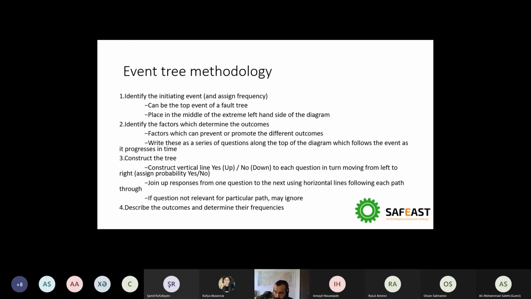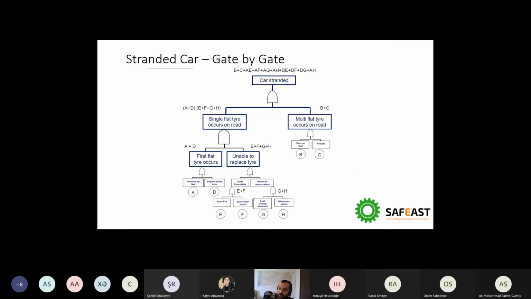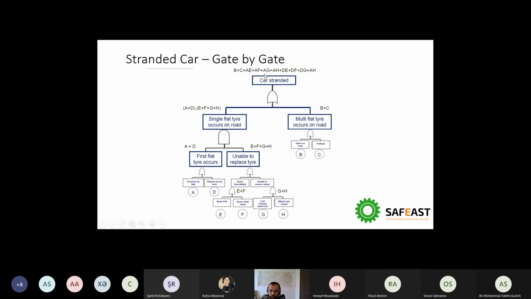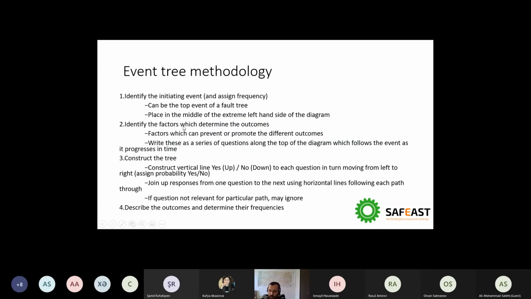So on event tree, once you have identified your fault tree and quantified your top event, you can basically use the event tree methodology to identify your actual outcome frequency. So how are we doing it? We are identifying the initiating event and assigning frequency. As I said, it can be the top event of the fault tree with its frequency, which is already done. And you basically place it on the extreme left side of your diagram so you can further develop it to the right.